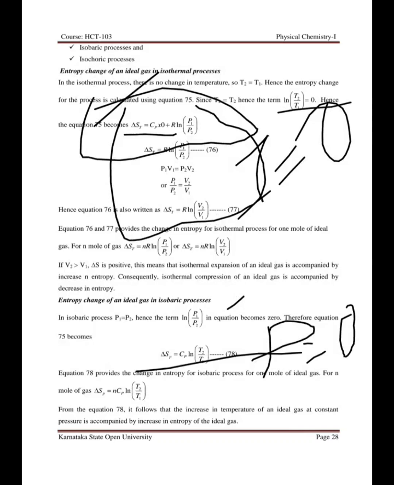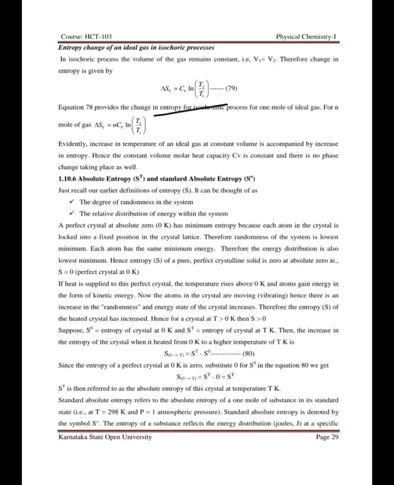And next is the isochoric process, where the volume of the gas remains constant. Entropy change of an ideal gas in the isochoric process: here the volume of the gas is kept constant, means V is equal to 0. Same, we insert V is equal to 0 in equation 75 and calculate, and we will get equation 79. So next topic is absolute entropy, or standard absolute entropy.